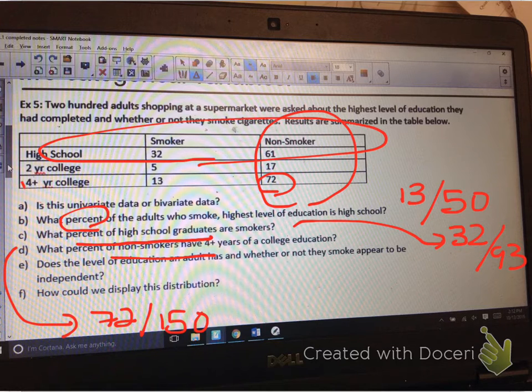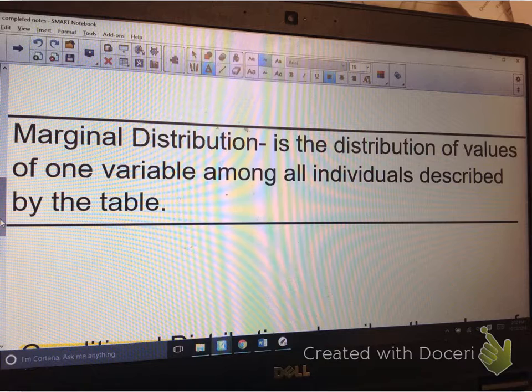Don't worry about E. And what we could do here, how could we display this distribution? We could do one of 2 things, and I let you do it on your own and ask questions. We could do level of education. So we could say high school, 2-year college, 4-year college, and we could do a segmented bar graph. You don't need that for your Schoology quiz, so I'll quickly cover that on Monday when I get back. It's not a huge part of the course, so we're going to move on.